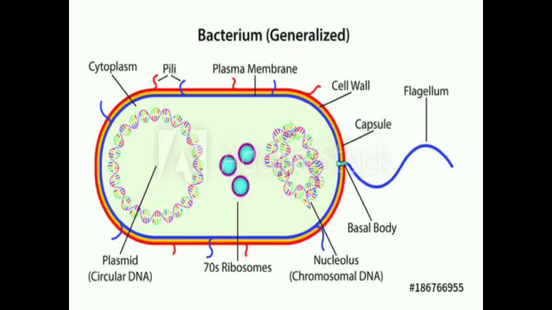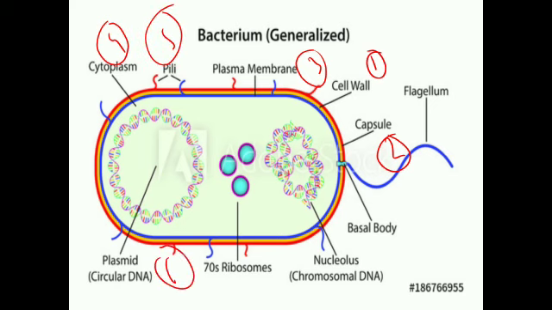The first part is the cell wall. The second one is the capsule. Then the third one is the plasma membrane. The fourth one is the cytoplasm. Fifth, pili. Sixth, plasmid. Here it includes 70S ribosomes, and the next one is the nucleoid, that is the chromosomal DNA, which is the seventh part. The eighth part is the basal body, and the ninth and last one is the flagellum.